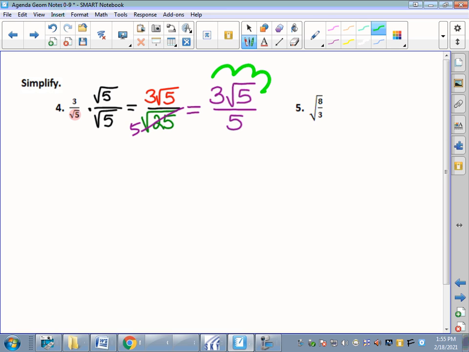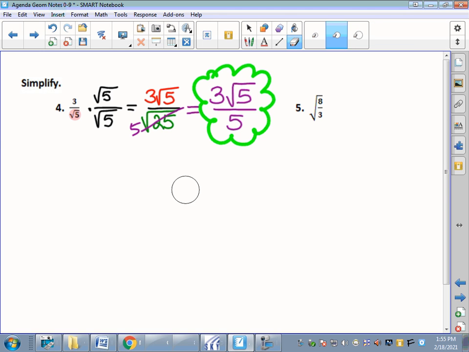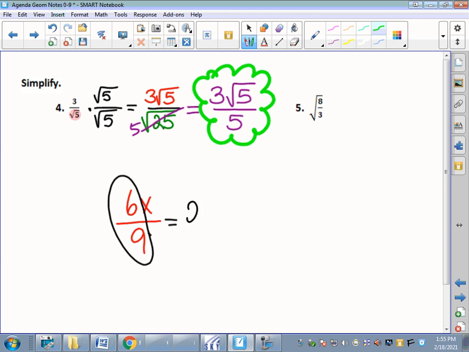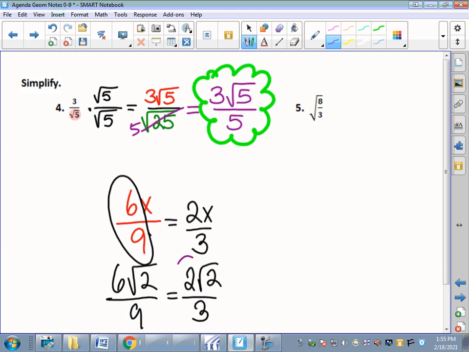The top is not pretty, but I don't care what I've got going on in the numerator as long as the denominator does not have a radical. If I could simplify, it's kind of like if it was 3x over 5, I could simplify. Let me give you a different example. If it was 6x over 9, we know that we could simplify this and make it 2x over 3. We do the same thing if it's a radical. 6 square roots of 2 over 9 will become 2 square roots of 2 over 3. It's still 2/3. We just have a square root of 2 instead of an x. So if you can simplify those outside numbers, feel free to do so.